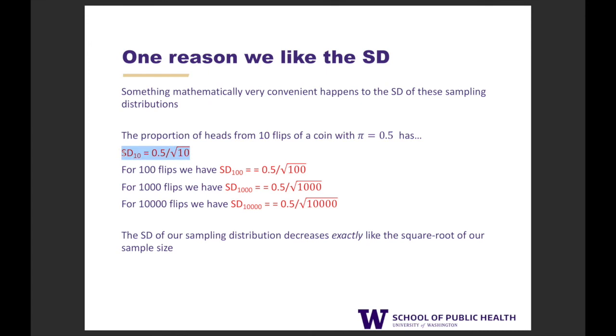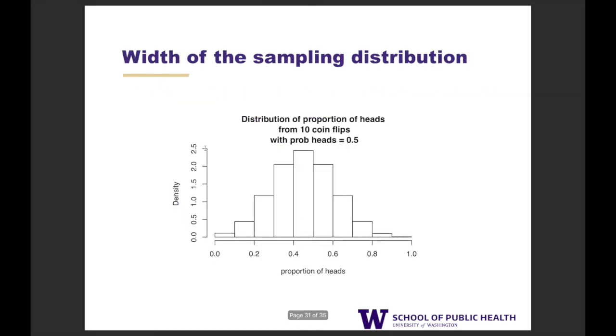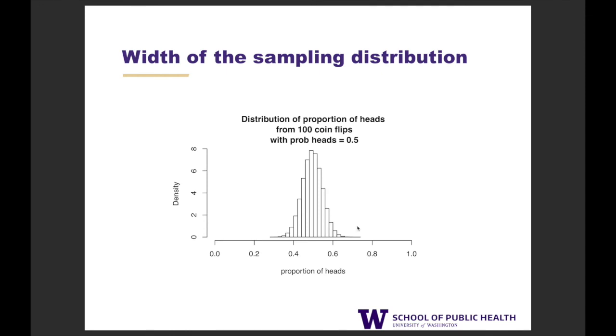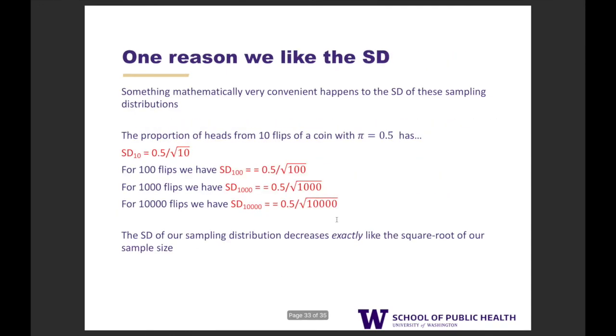So if we look at the standard deviation of this distribution, we find that it is 0.5 over the square root of 10. And I'm going to call that SD10, the proportion of heads from 10 flips of a fair coin. If we then look at the standard deviation of this distribution, which is a little narrower, we find that it is 0.5 over the square root of 100.